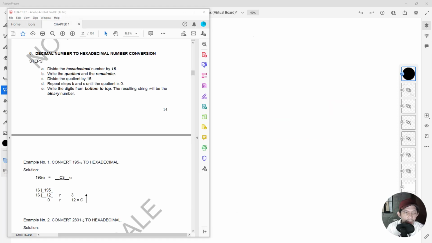Alright, for our last conversion, we're going to convert decimal number into hexadecimal number. So, the process is parang ganun din kanina sa decimal to binary. Ito yung may divide. So, divide the decimal by 16, write quotient and then the remainder, divide the quotient by 16. Repeat steps B and C until the quotient is 0. Write the digits from bottom to top. The resulting string will be the, I think this is a typographical error, hexadecimal number, not binary.